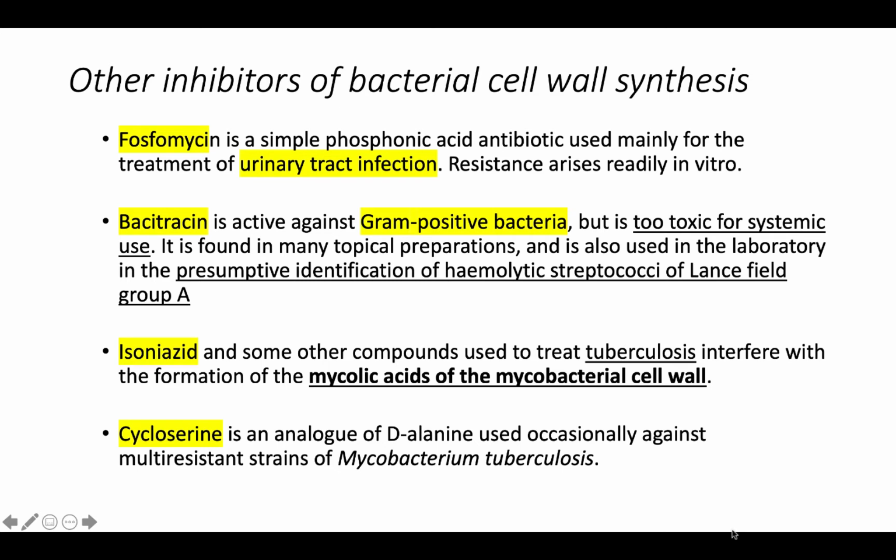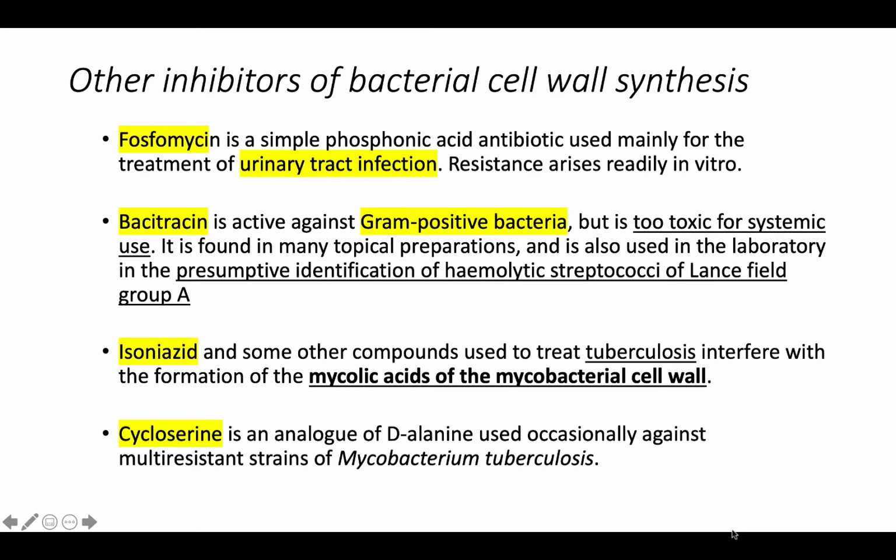There are other types, we have fosfomycin. This is a simple drug usually used for UTI. Resistance rises quickly for this medication. Bacitracin, I'm sure you have all seen it, is one of the drugs most used as antibacterial creams. So antibacterial creams usually contain bacitracin.